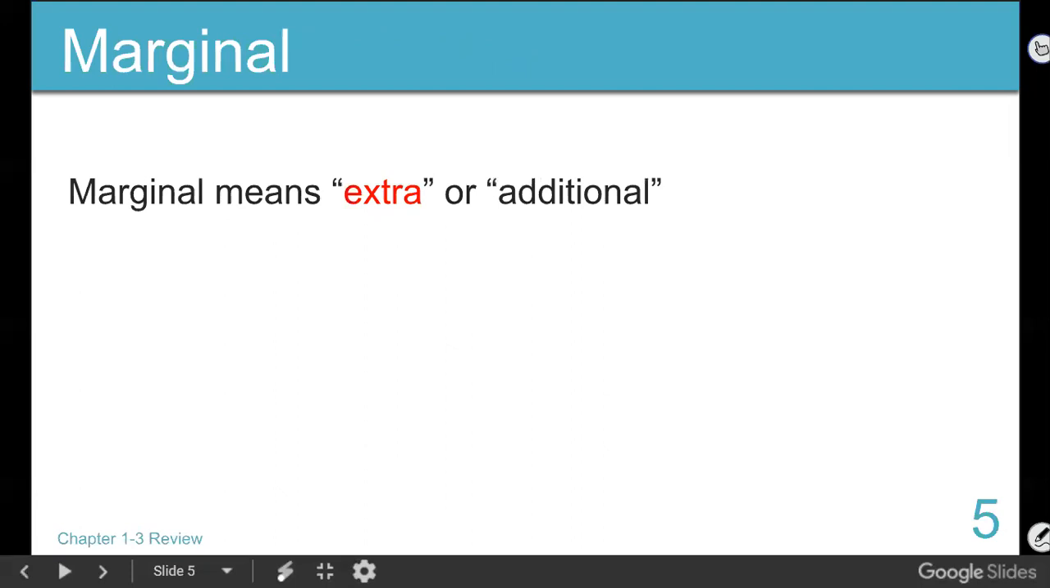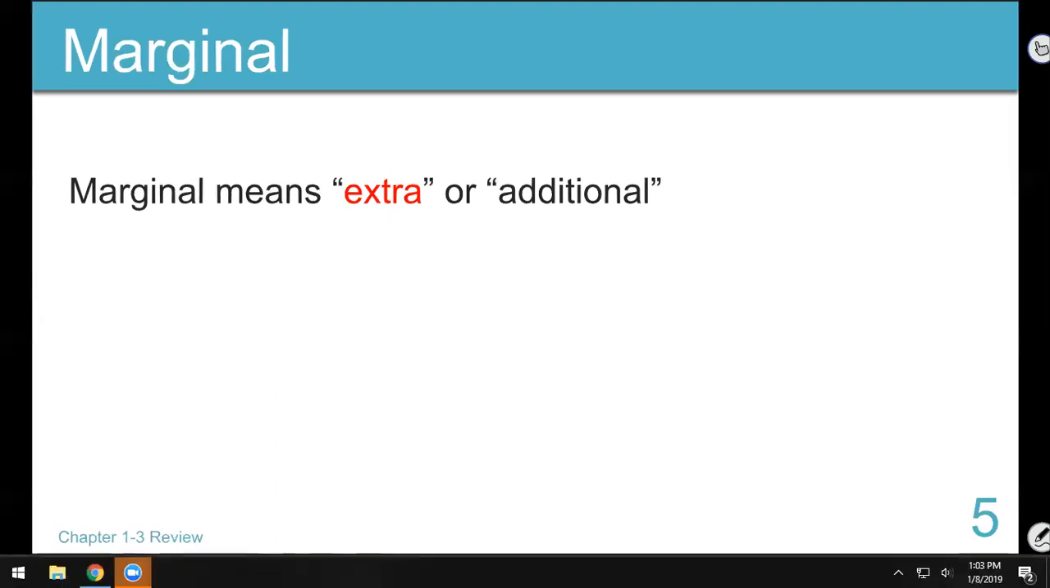So, marginal. The margin on your paper is what? The extra paper along the edges, right? So marginal, margin, extra. There probably will be a question on test number 1, define marginal, and you just put down the word extra.